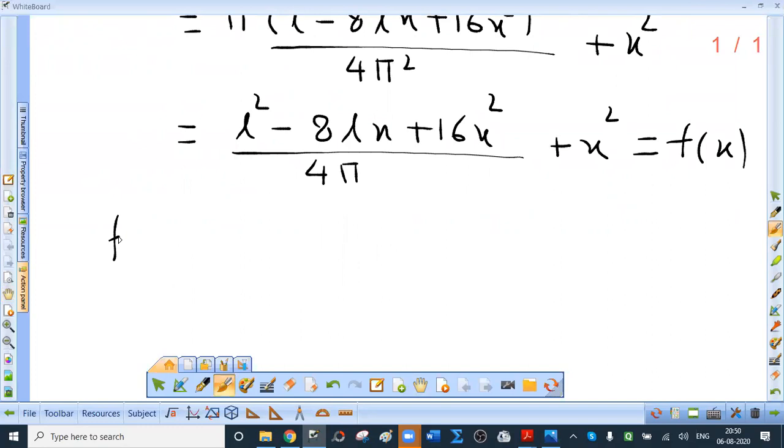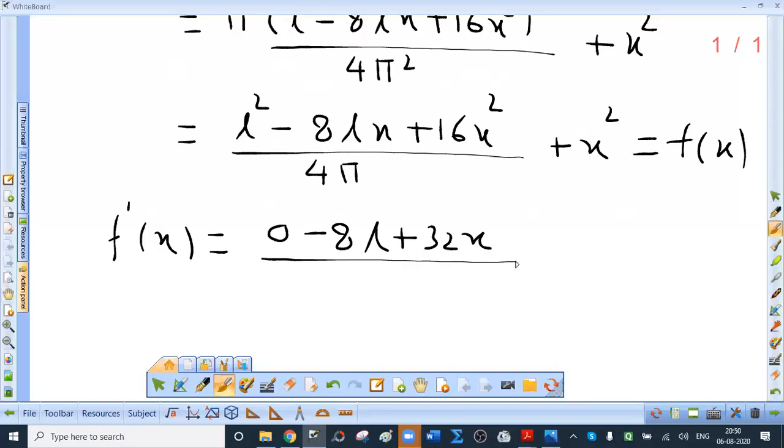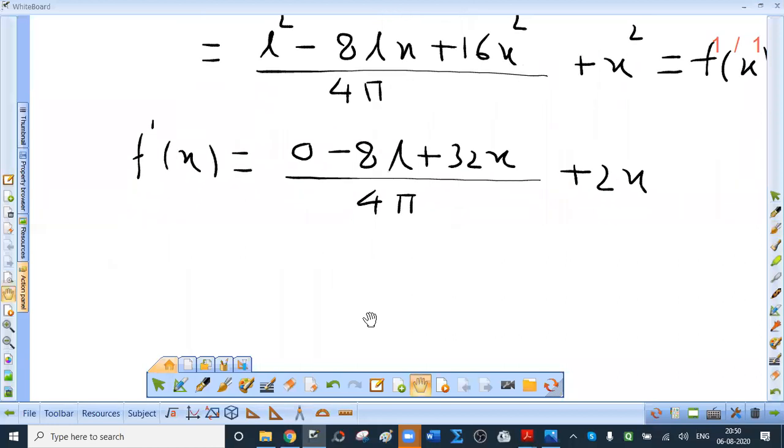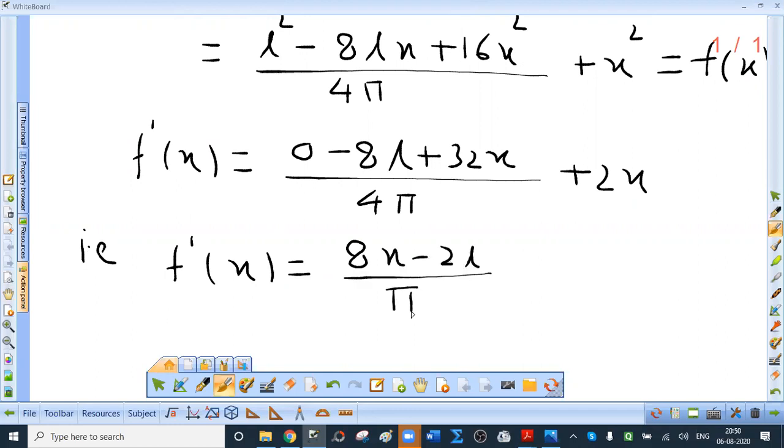Now next part, find f dash, f double dash. Finding the derivative is not difficult because the given function is just a polynomial function. So this is 0 minus 8l plus 32x upon 4 pi plus what? 2x. I simplify this. That is f dash of x equal to what? Now I can divide by 4. So I can say it is 8x, right? Minus 2l upon pi. Is this correct?